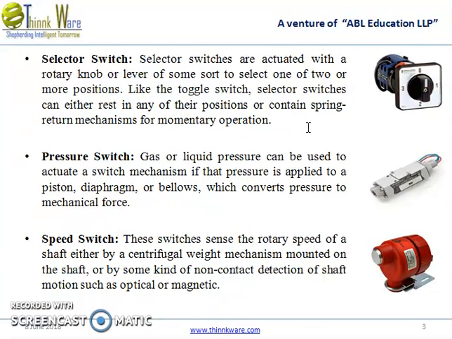Then we have the pressure switch. Gas or liquid pressure can be used to actuate a switch mechanism, if that pressure is applied to a piston, diaphragm or bellows, which convert pressure to mechanical force.